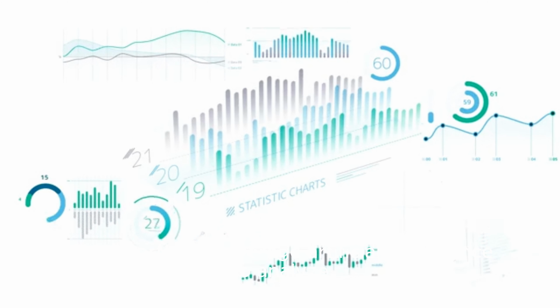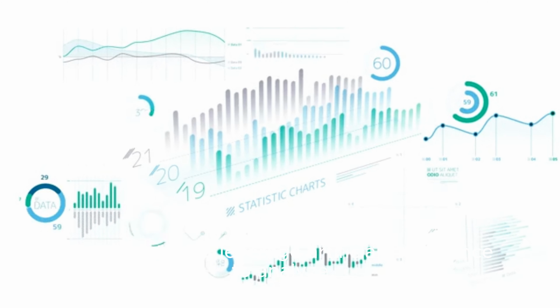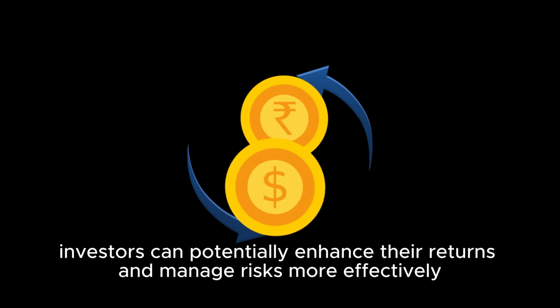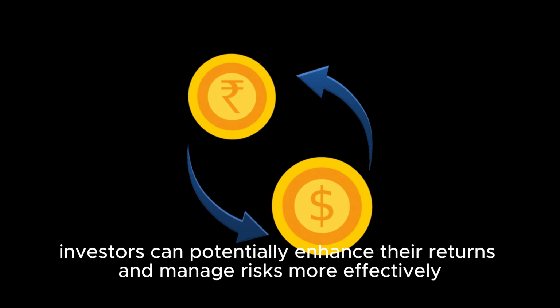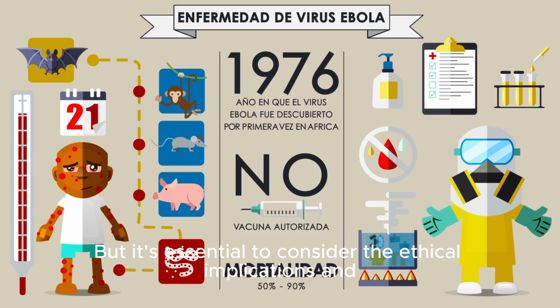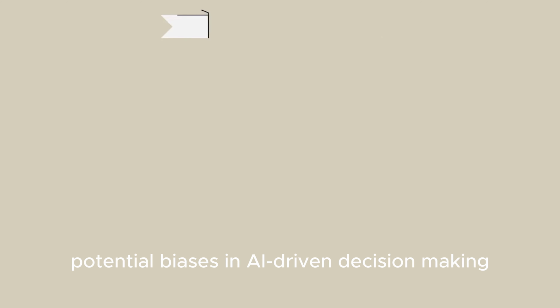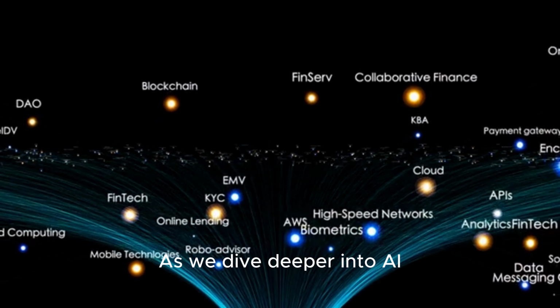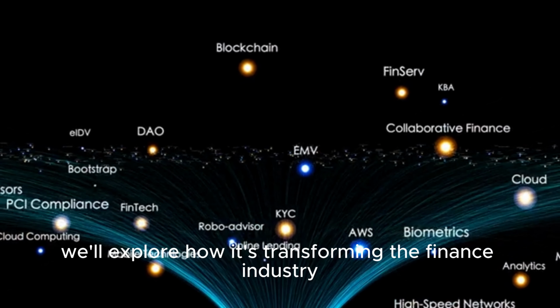Let's start with AI-driven portfolios. These portfolios leverage artificial intelligence to analyze vast amounts of data and identify profitable trading patterns or investment opportunities. By harnessing the power of AI, investors can potentially enhance their returns and manage risks more effectively. But it's essential to consider the ethical implications and potential biases in AI-driven decision-making. As we dive deeper into AI, we'll explore how it's transforming the finance industry.